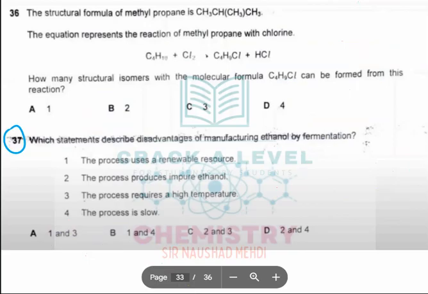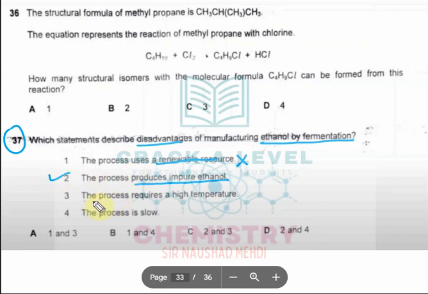MCQ number 37. Which statement describes the disadvantages of manufacturing ethanol by fermentation? When you are preparing ethanol by fermentation, you have to identify the disadvantage. The process uses a renewable source. So this is an advantage, not a disadvantage, so that is incorrect. The process produces impure ethanol. Yes, obviously the ethanol produced by fermentation is not pure ethanol. That is impure because it also contains the yeast in it.